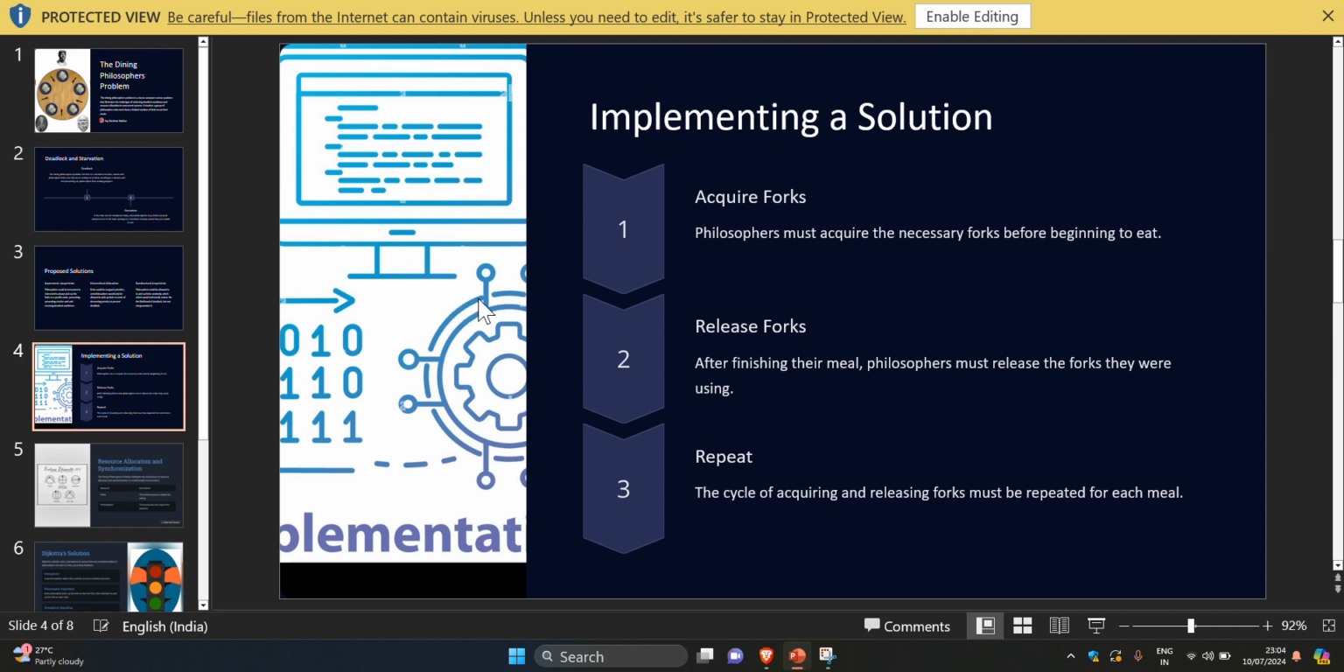Implementing a solution. Here is the diagram showing how they work. First, acquire forks: philosophers must acquire the necessary forks before beginning to eat. Second, release forks: after finishing their meal, philosophers must release the forks they were using. Third, repeat: the cycle of acquiring and releasing forks must be repeated for each meal.